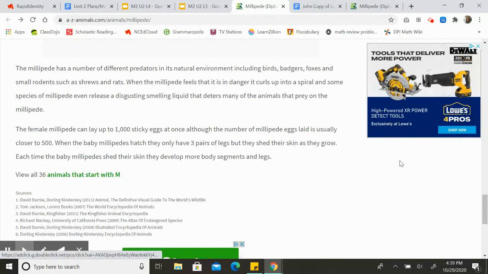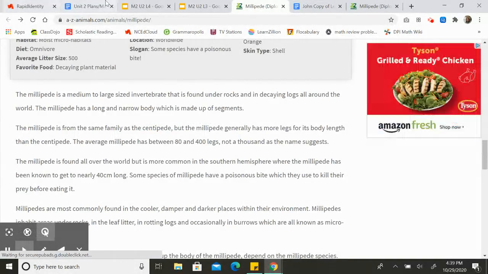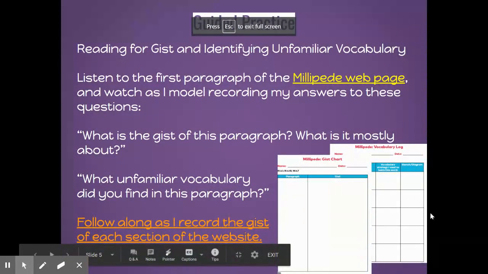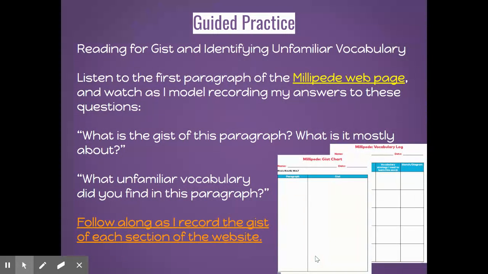All right, so what we're going to do now, go back to our slides, and we're going to use this chart to fill it in, okay? Basically, we need to categorize our information, and we need to include the gist of each section. So this isn't sectioned out very well.